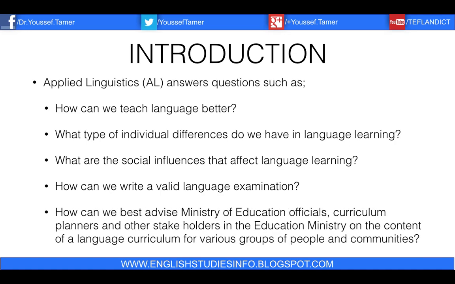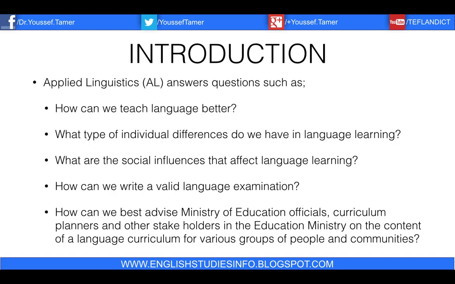How can we best advise Ministry of Education officials, curriculum planners, and other stakeholders in the Education Ministry on the content of language curriculum for various groups of people and communities? Now, on the basis of the research done, these applied linguists try to come up with a number of recommendations for the ministry officials or the educators or whoever is involved in education.